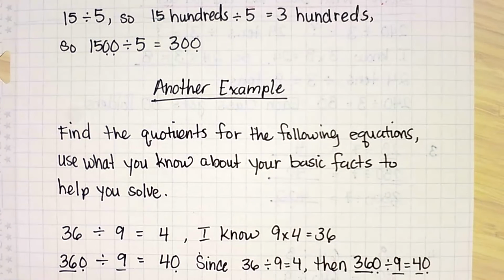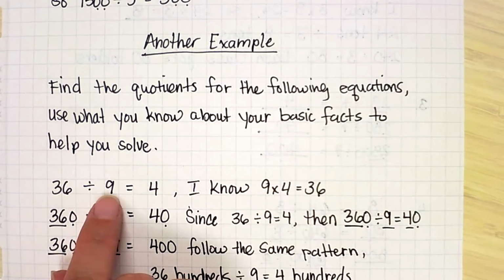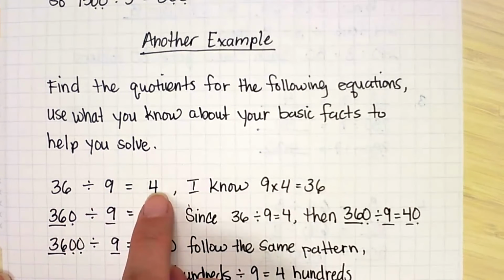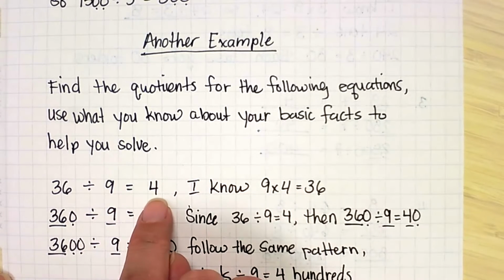Another example of doing this is to find the quotient for the following equations, and then write what basic fact you use to help you. Now, if I have 36 divided by 9 is equal to a number, I know that 9 times 4 is 36, so 36 divided by 9 is equal to 4.